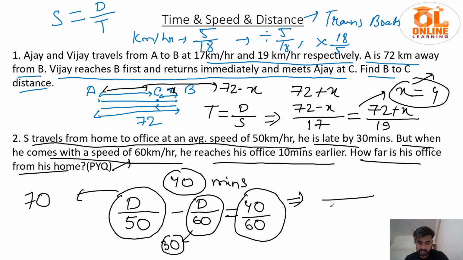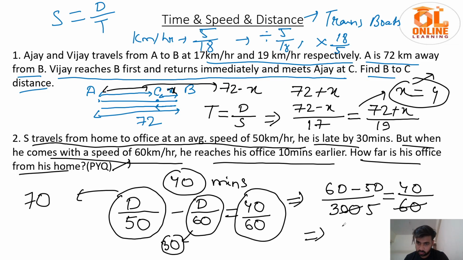What will be the LCM? LCM will be 300. So 6D minus 5D. If you understand the question well, then it will be very easy to solve these questions. Just you have to understand and find the equation. Okay. So 65 will be cut. So D is equal to 200 kilometers. Understood? If you have any doubt, you can let me know in the comment section. D is equal to 200 kilometers.